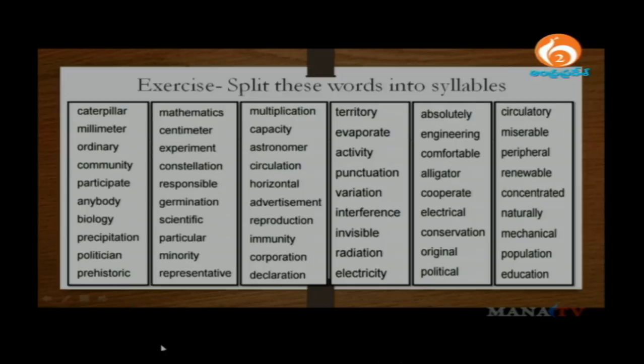These are a few examples: millimeter, ordinary, community, participate, anybody, biology, precipitation, politician, prehistoric, mathematics, centimeter, experiment, constellation, responsible, and many more. So now let us quickly jump into the next slide.